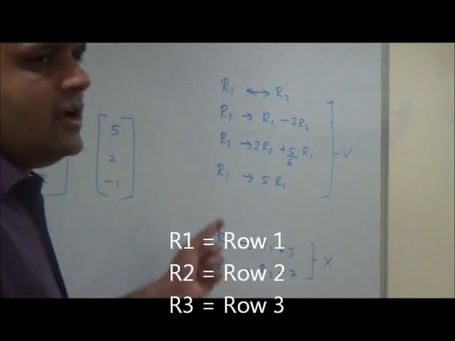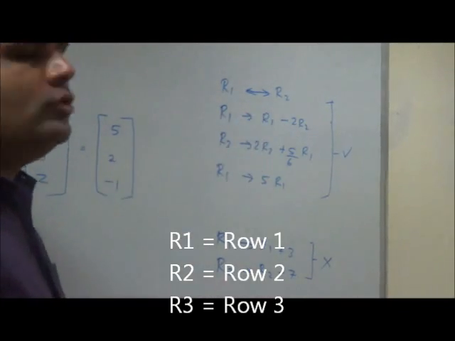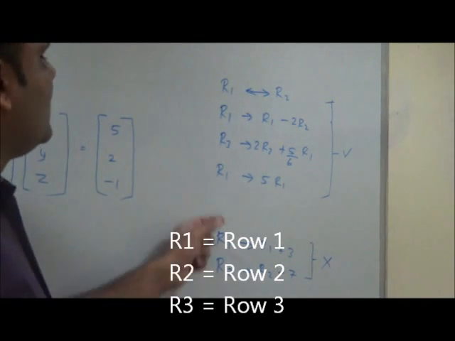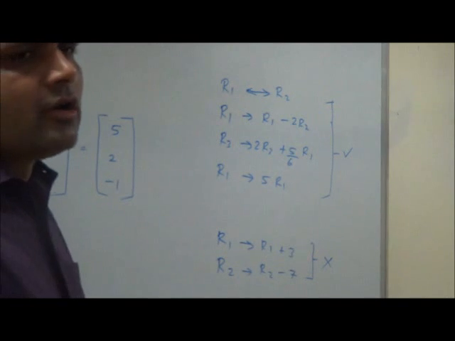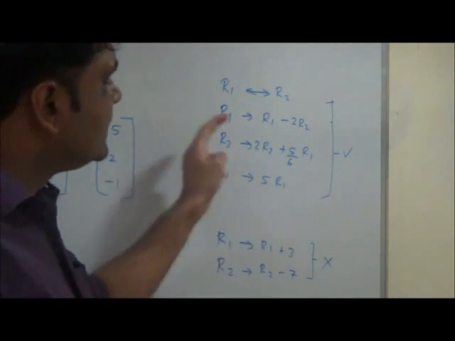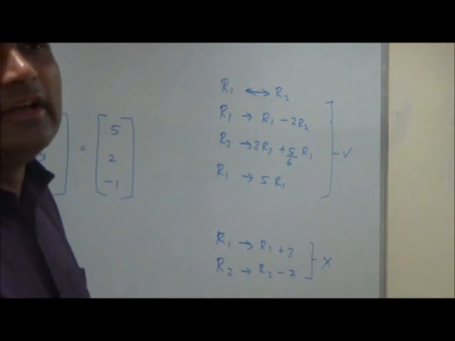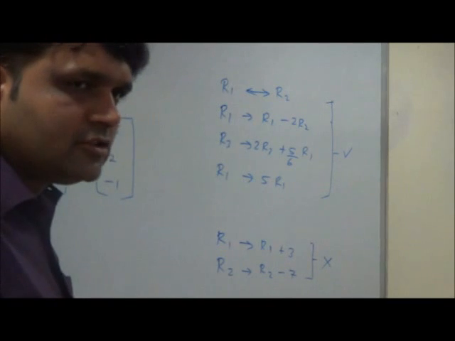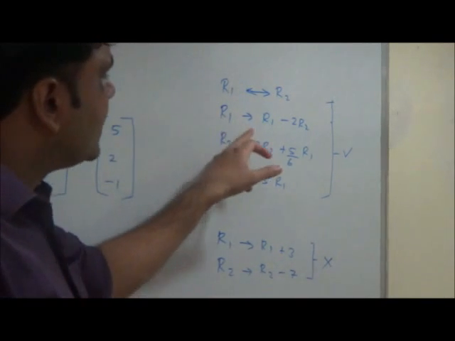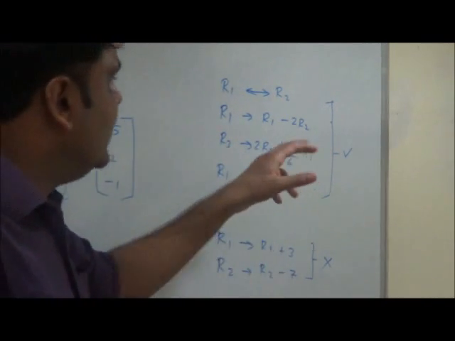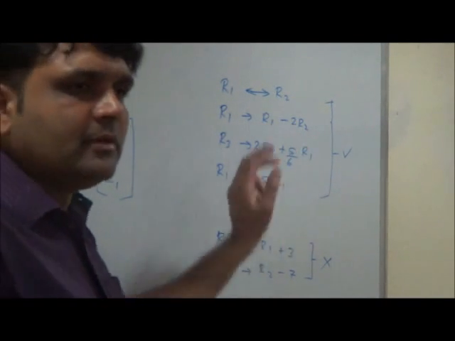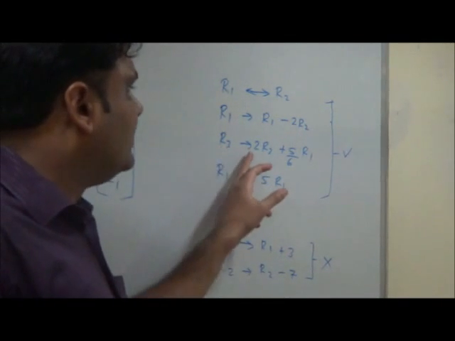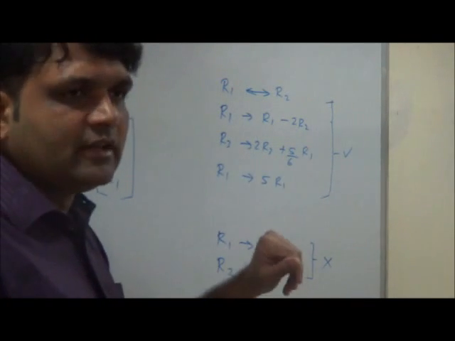Please look at the permitted row transformations. R1 means row 1, R2 means row 2 and so on. I could interchange rows, row 1 and row 2. Or during transformations, I could add multiples of elements of a row to another row, elements correspondingly. Means R1 becomes R1 minus 2R2. To each element of R1, the corresponding element of R2 multiplied by 2, I could subtract from R1. I could do R3 becomes twice R3 plus 5 by 6 R1, something like this.